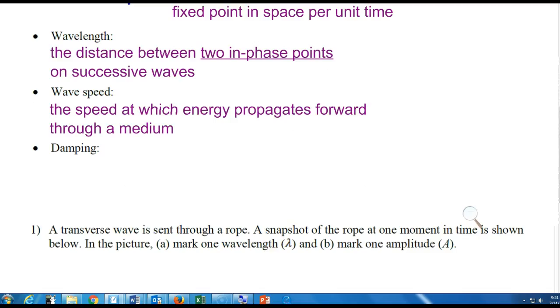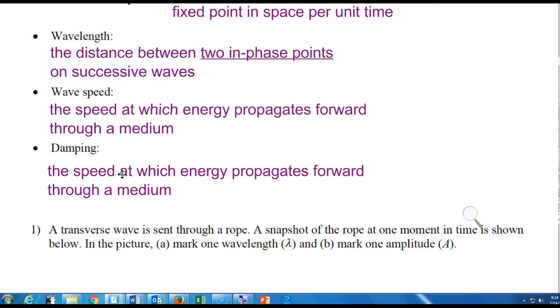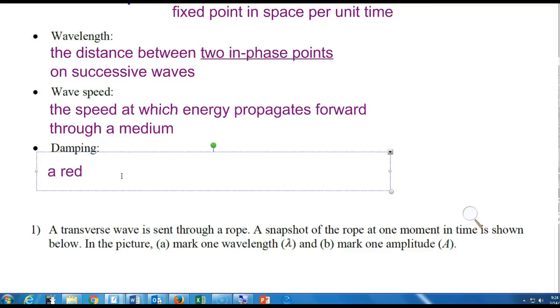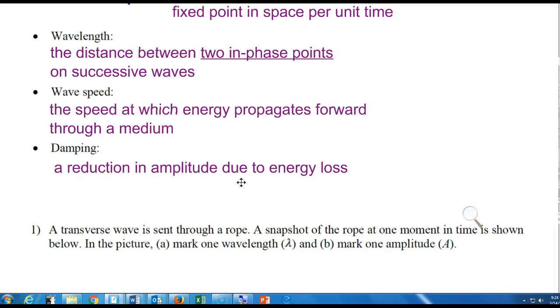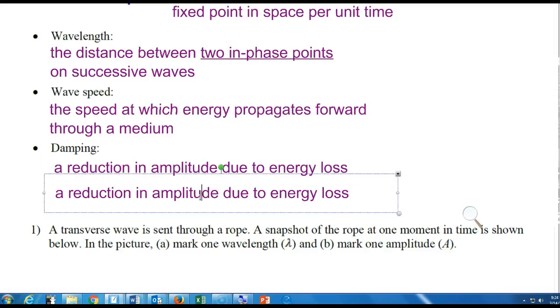Okay, damping we've seen. Damping is a reduction in amplitude due to energy loss. What causes damping? Friction, of course. So we can say it's caused by friction.